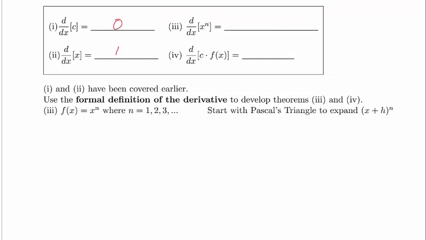We want to know what is the derivative with respect to x of x raised to the n. Well, that's going to be the limit as h goes to 0 of x plus h raised to the n minus x to the n, all over h. That's it. That's our definition of the derivative. We're just simply applying it.